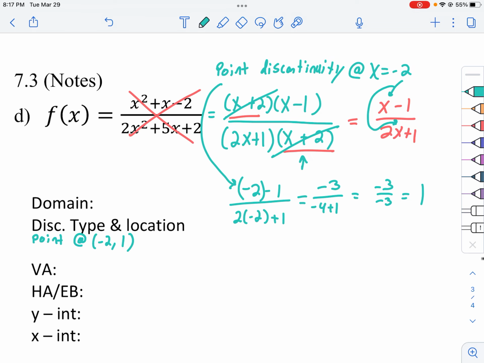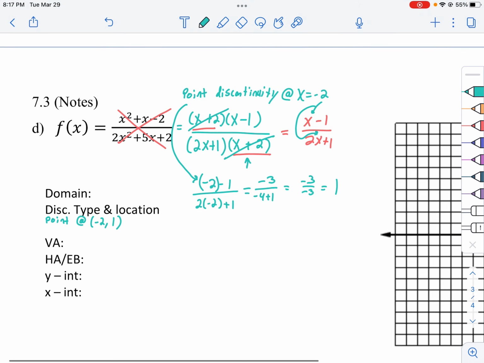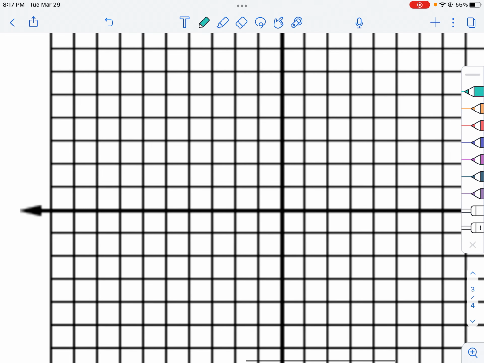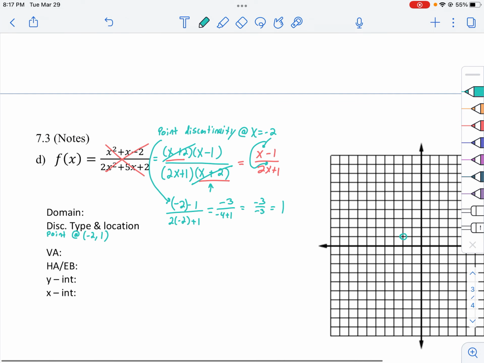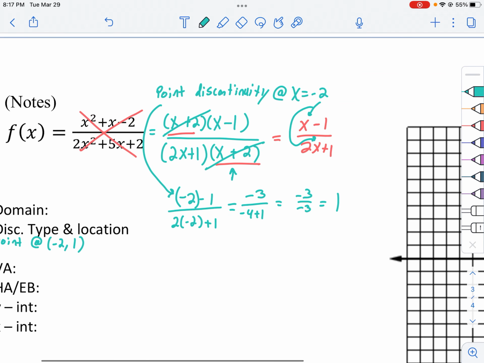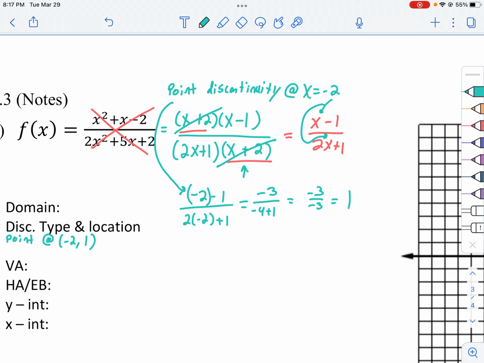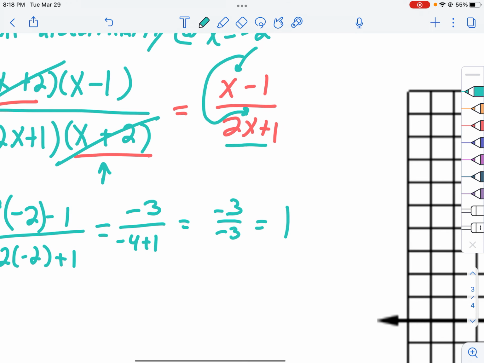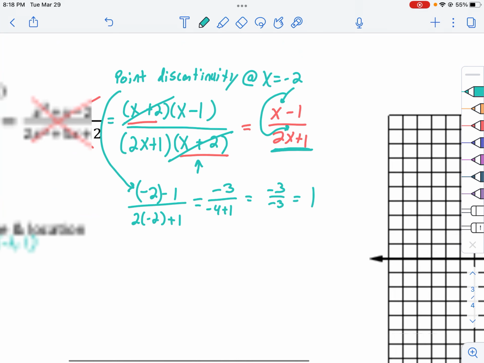What does point discontinuity look like on a graph? Well, it's just a hole, so we're going to go to negative 2, and at 1 we're going to put a circle to denote that there is a hole in the graph at that point. So that's a new type of discontinuity. Those are the only two that we're going to see here: point discontinuity and then infinite discontinuity, which also exists here because the bottom cannot be equal to 0.